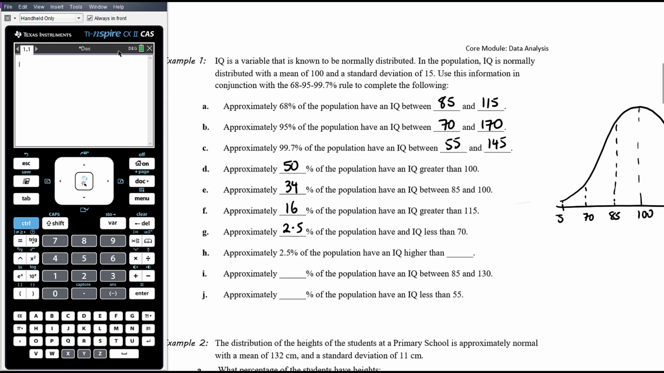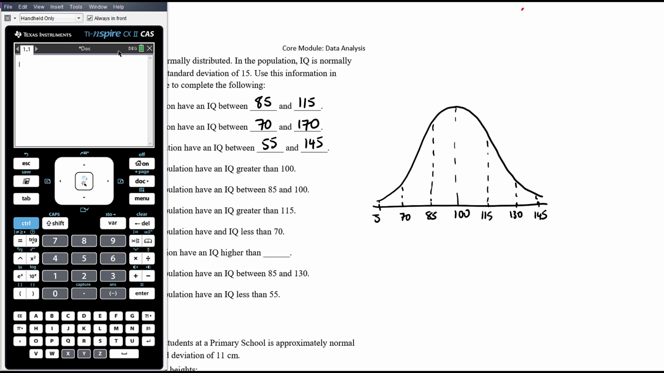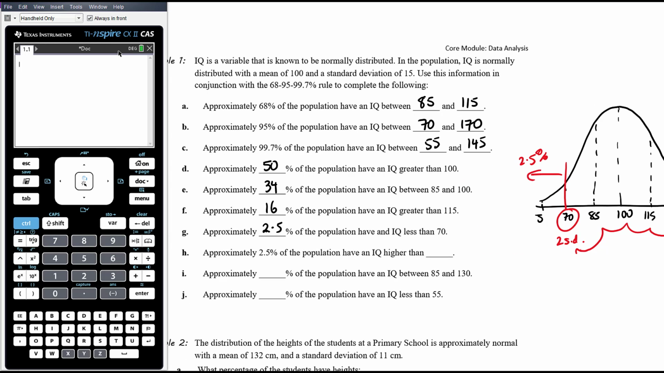Okay, and then the last three, approximately 2.5% of the population have an IQ higher than... Now, I actually shouldn't have erased all that, because we can just use the symmetry. We learnt from the previous question that there's 2.5% below here, and 70 is 2 standard deviations below the mean. So the symmetry tells us that if we go 2 standard deviations above the mean to 130, this will also be 2.5% above here. So 2.5% of the population have an IQ higher than 130.